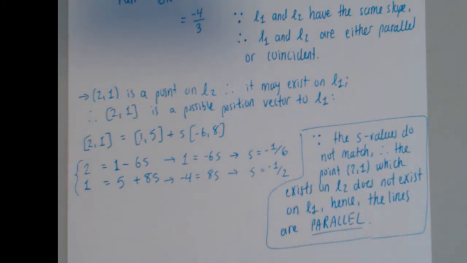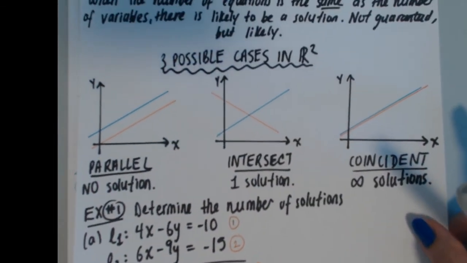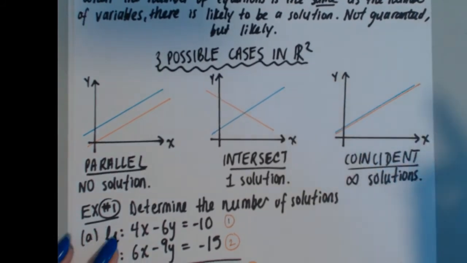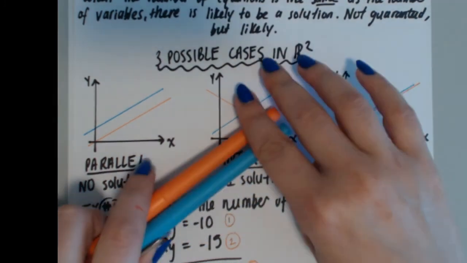Okay, so there we go. Hopefully that's all right. So that is going to be the end of our exploration in two-dimensional space. Everything we do from now on will be in R3, three-dimensional space. Okay, so just to remind ourselves, I'm going to go back to this original page here. In R2, we had three possible cases: parallel, intersect, and coincident. So I'm going to grab my two pens here again. I'm going to show you something.